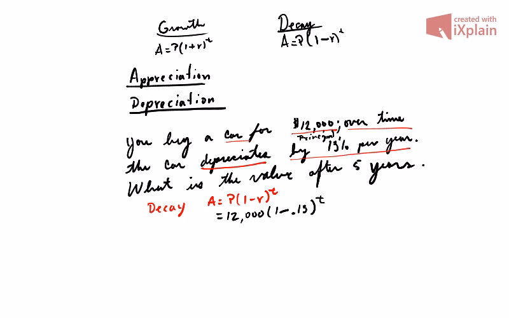Well, right here I ask, what is the value after 5 years? Well, this tells me that t equals 5. So now I'm going to substitute in that value. So when I do that, I'm going to get A equals $12,000 times 1 minus 0.13, which would be 0.87, taken to the power of 5. So basically, we're seeing what happens to the value of the car, understanding the fact that it retains 87% of its prior value each year. Okay, well, plug it into your calculator.